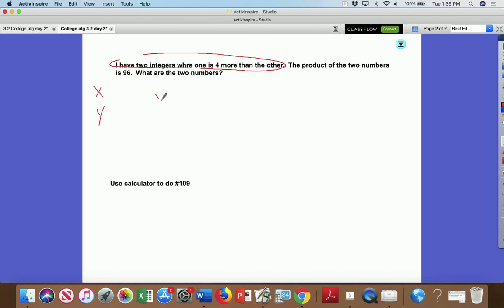X plus 4 equals y. So the way we wrote it, y is the larger one, okay? Could you go y plus 4 equals x? Yep. Last period they said this. The difference between the two is 4. If one's 4 more than the other, either way, okay? And then the product of the two is going to be 96. So x times y is 96, right?